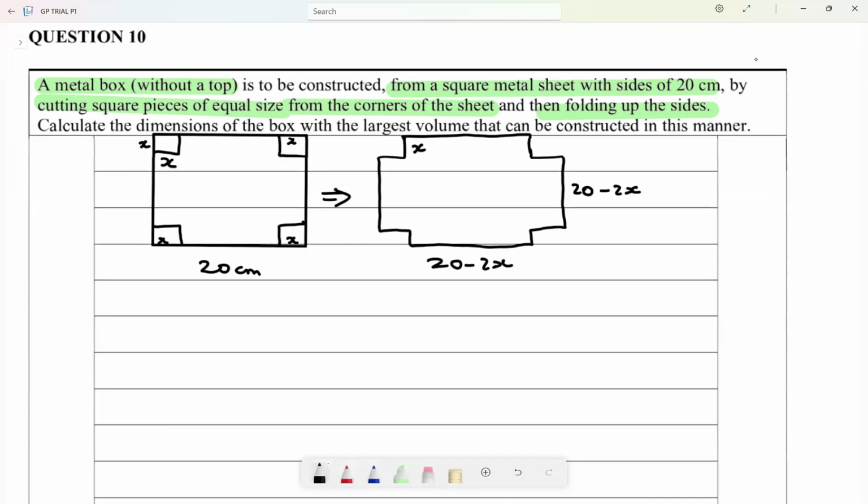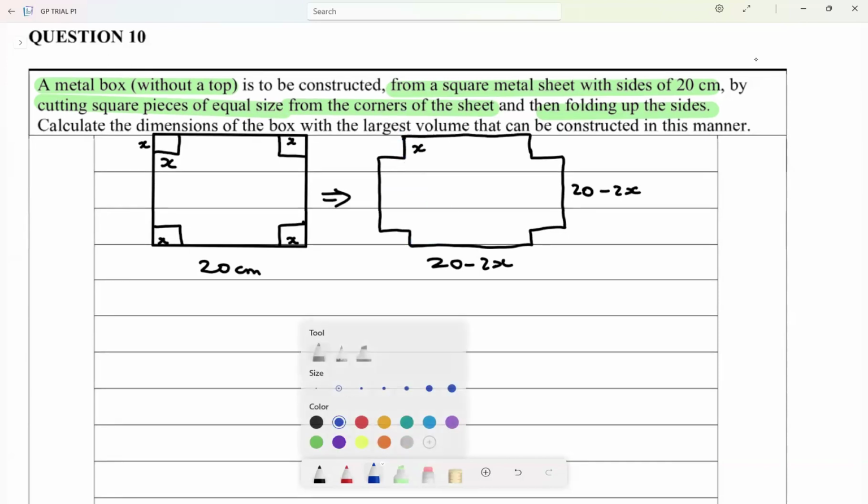But still, considering this dimension, it is still going to be x, because when they cut it, they just remove these. Again, this dimension here is still x. I hope it makes sense. That dimension here is still x. This dimension here is still x. Also, this dimension is still x.